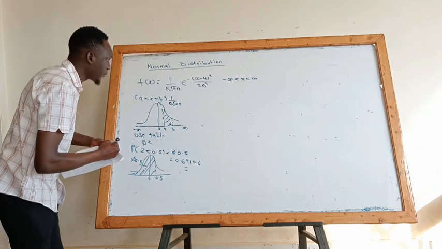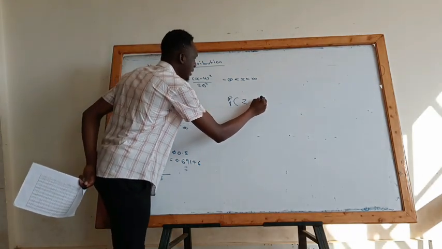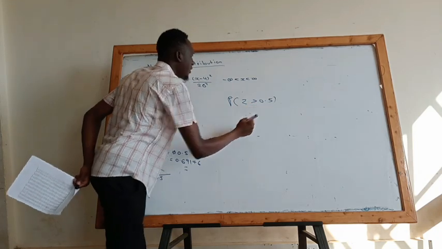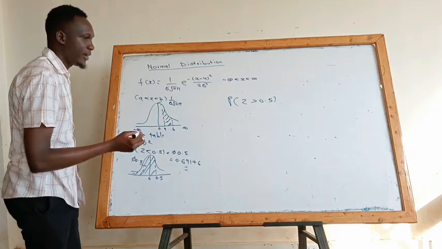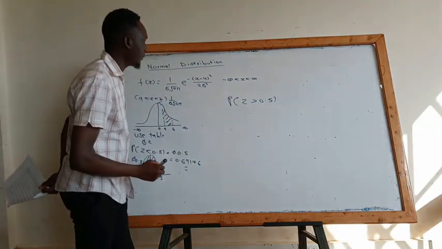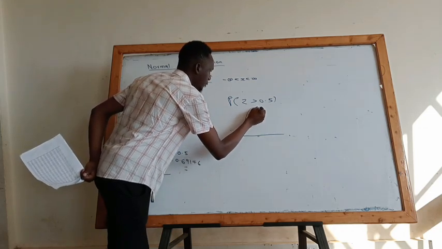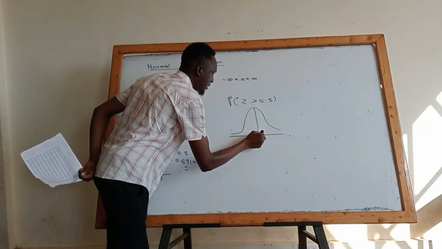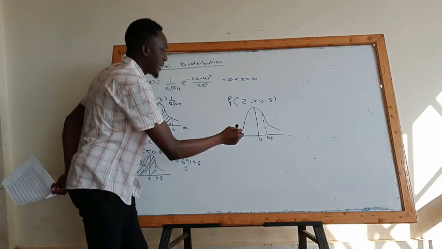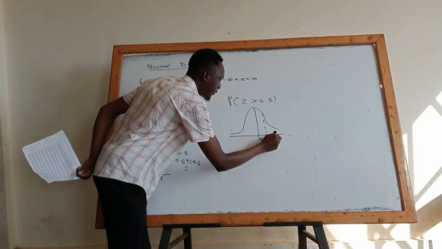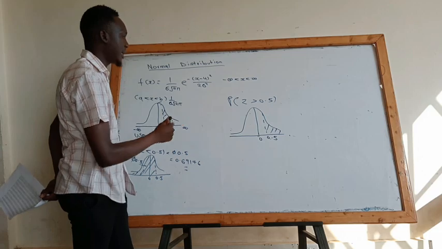What if we are asked for the probability that z is greater than 0.5? When we draw the sketch, 0.5 is here. They need greater than 0.5. We need the area to the right.